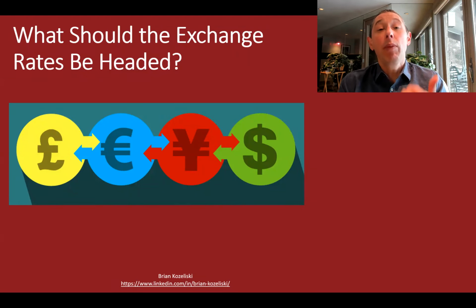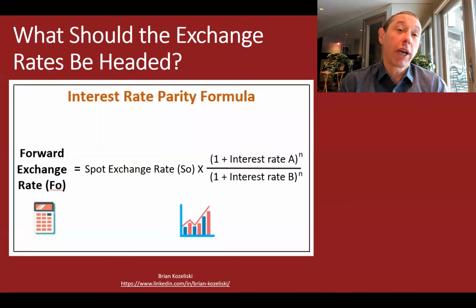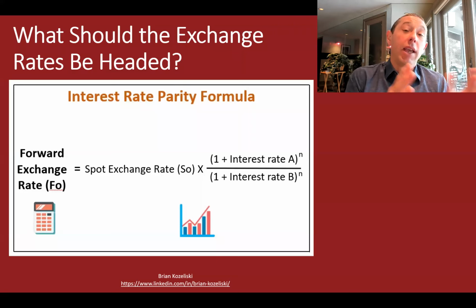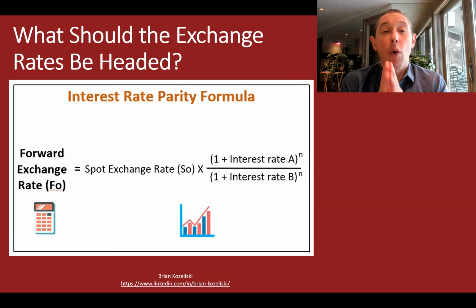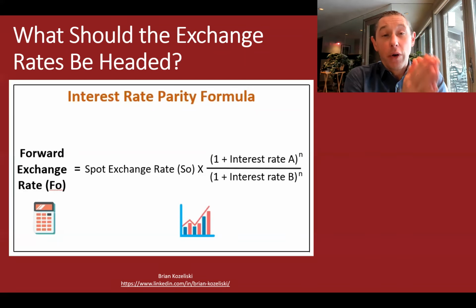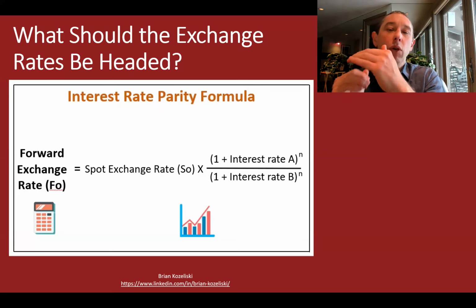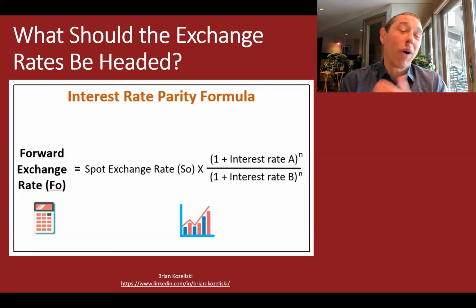All right. So one way we might be able to do that is by looking at interest rate differentials between the two countries. So in fact, there's a theoretical formula for how this should work. If you think about what the future exchange rate is going to be, it's related to the current exchange rate and the interest rate differential between the two countries. Now, how does this work?